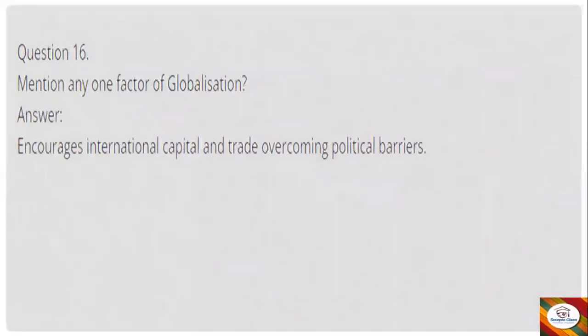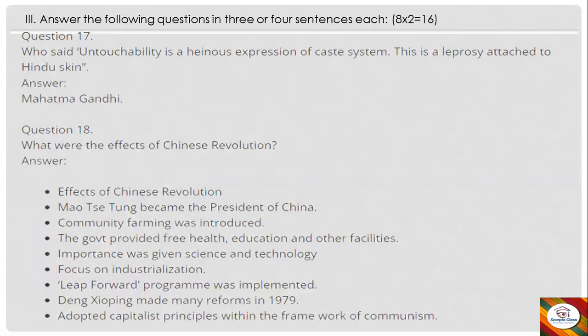Next, question 16. Mention any one factor of globalization. Answer. It encourages international capital and trade, overcoming political barriers. Now let's continue with third main. Answer the following questions in 3 or 4 sentences each. Again, you have 8 questions of 2 marks each, which equals 16 marks.